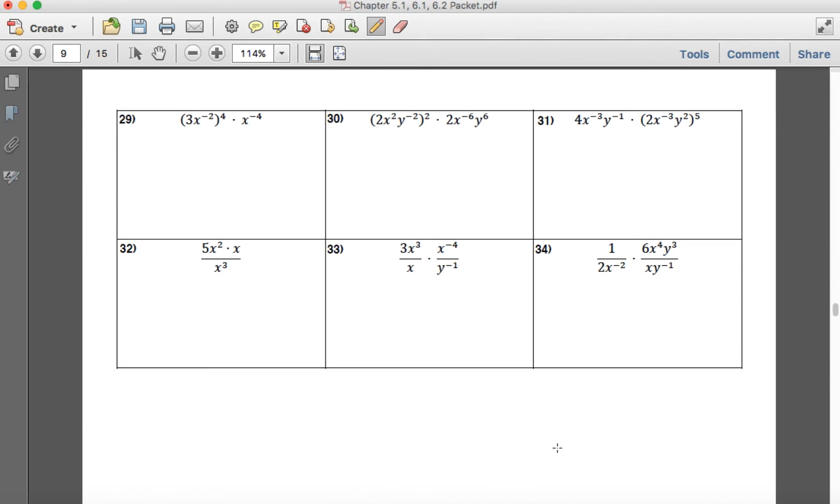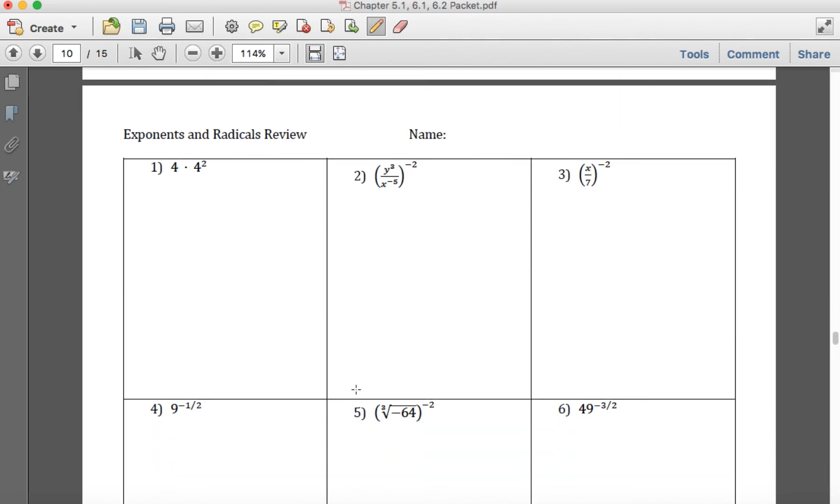Coming on over here, pick a problem. Which one you want to go with? 34. This becomes x squared over 2 times 6x cubed y to the 4th over 1. All right, 2 and 2 goes once, 2 and 6 goes 3 times, 3 on the top, x to the 5th, y to the 4th power.